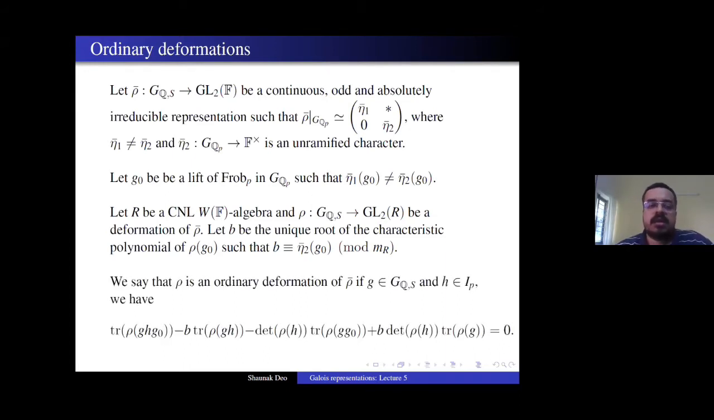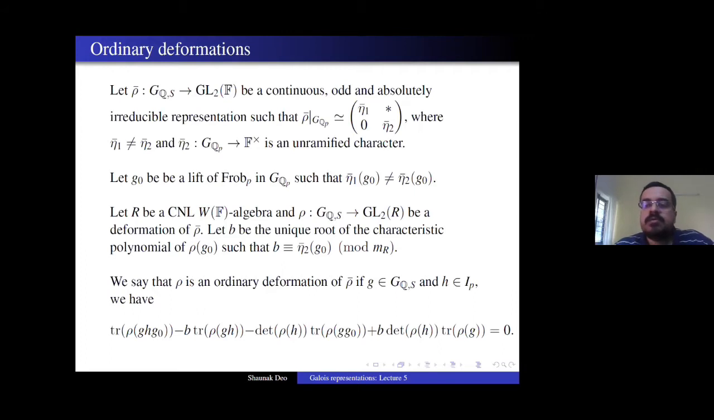And in this setup, we said that rho is ordinary if the following expression holds: trace of rho of G H G0 minus B times trace of rho of G H, minus determinant of rho of H times trace of rho of G G0 plus B times determinant of rho of H times trace of rho of G is 0. It's a long expression, but we expanded the brackets. Basically this is the trace of the product of three matrices, rho of G times rho of H minus determinant rho of H times identity, times rho of G0 minus B times identity. Once we have this, when we take the product of these three matrices, the ordinary condition means that the trace should be 0 for all G in GQS and H in the inertia group. And when we expanded that out, we got this weird looking expression.